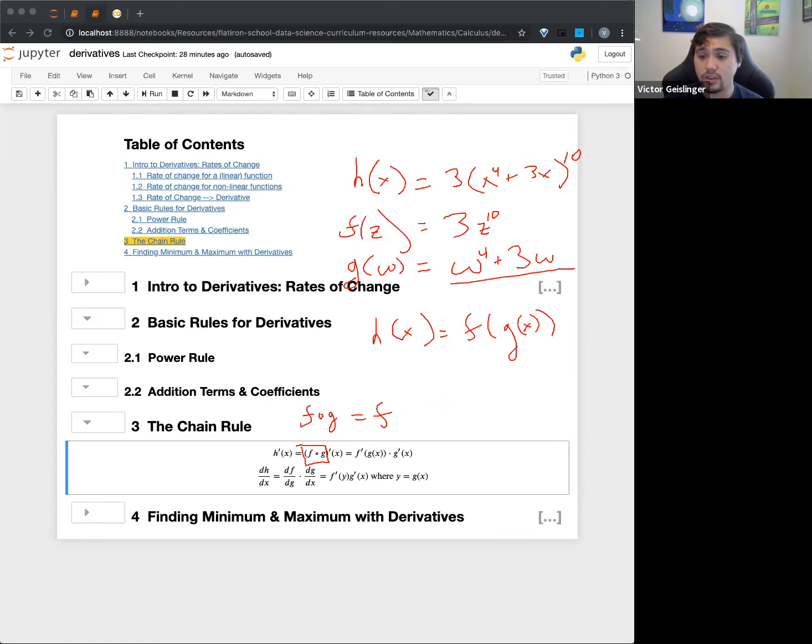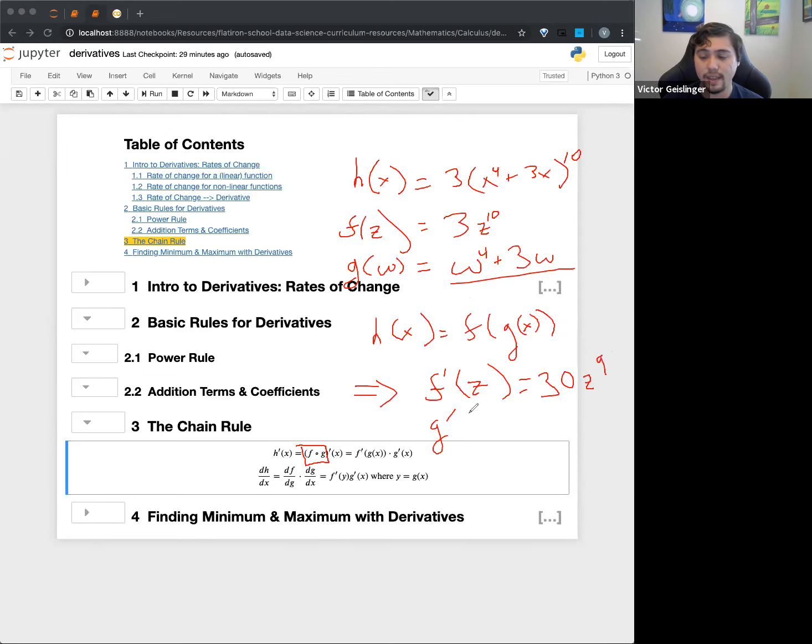So if I know that's true, if I can write H of X into some function like this, then all I have to do is ask, what's the derivative of F prime, and what's the derivative of G prime? So let's say we're just using these letters Z and W. What's the derivative of F of Z right up there? Any volunteers? 30z to the power of 9. Yeah, right.